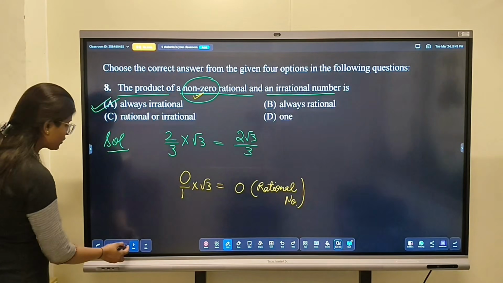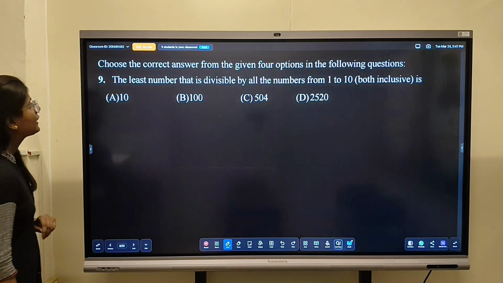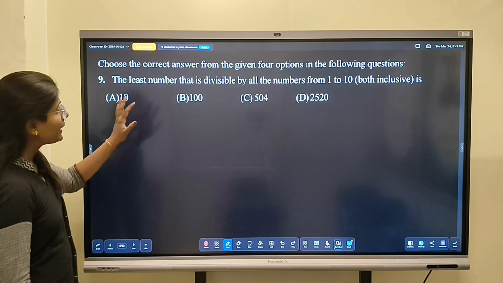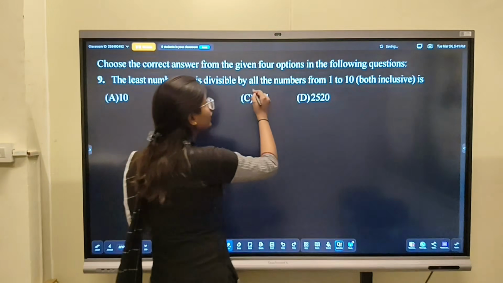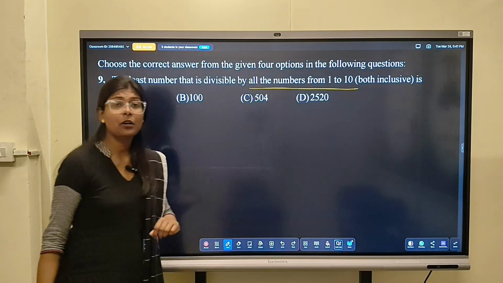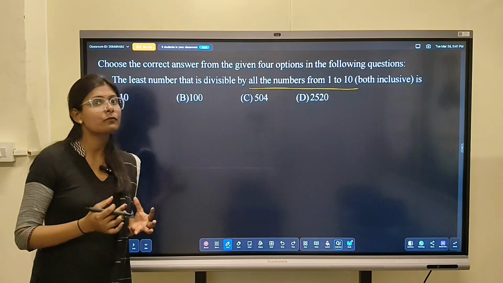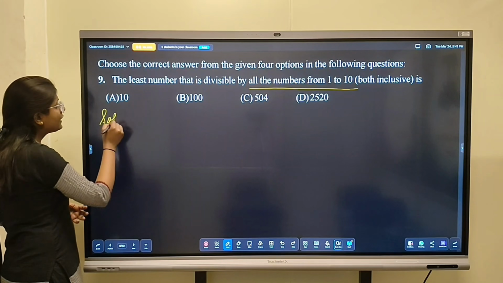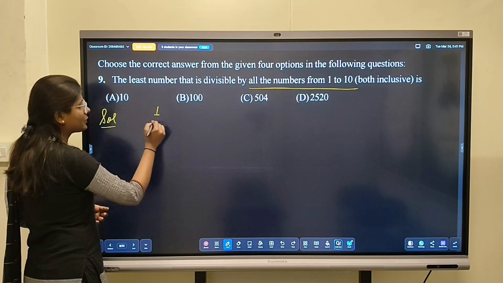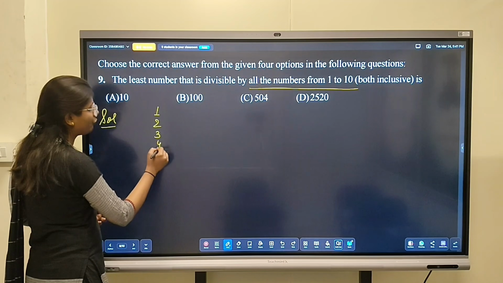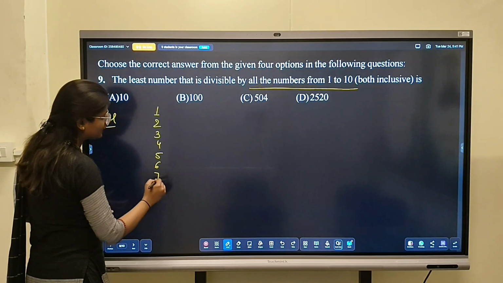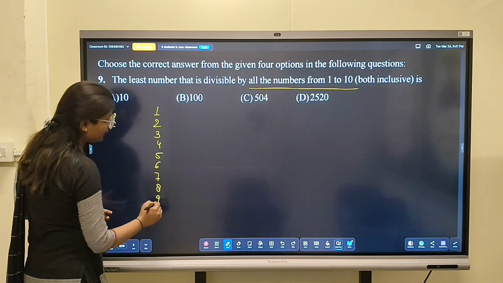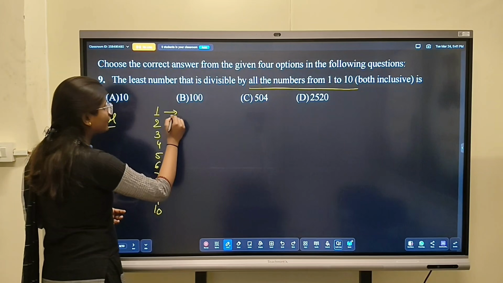Okay, question number 9. Question number 9 says the least number that is divisible by all the numbers from 1 to 10. Now you have to see all the numbers from 1 to 10 and then find out the LCM of theirs. How to do this? Let's note down all the numbers 1, 2, 3, 4, 5, 6, 7, 8, 9 and 10. And then factorize them.